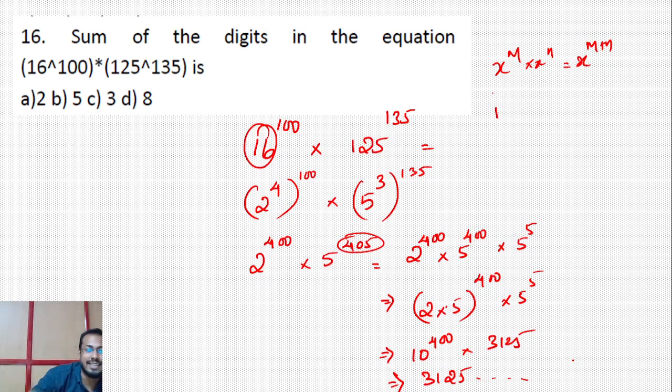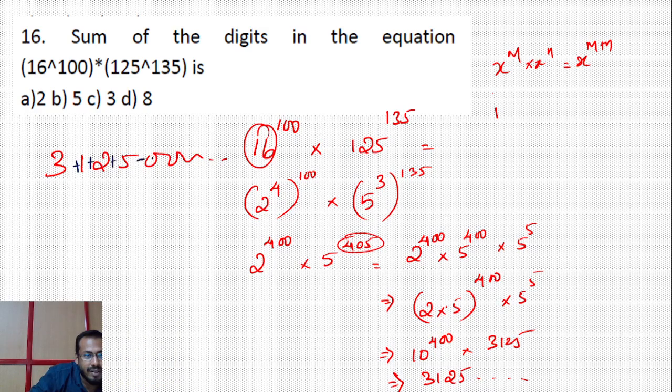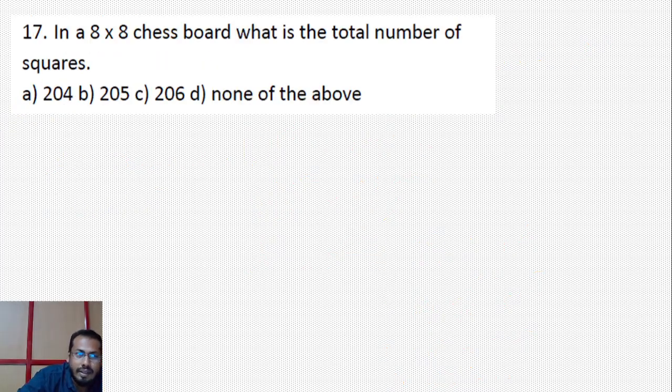Sum of the digits means we need to add 3125 and the zeros that go on. I want to add these digits, so the remaining zeros I don't worry about. So 3 plus 1 plus 2 plus 5 plus 0 plus 0 and so on. 3 plus 1 is 4, 4 plus 2 is 6, 6 plus 5 is 11. So 11 means 1 plus 1, that is 2. 2 is the right answer. Clear? So I will get 11, and that 11 also I need to add. That is called digital sum.